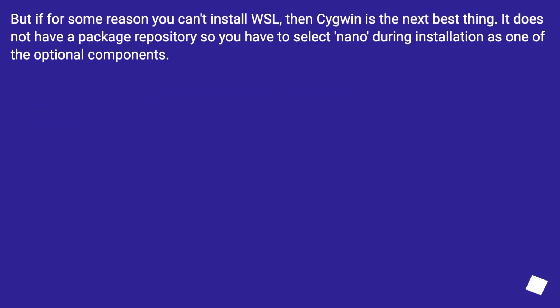But if for some reason you can't install WSL, then Cygwin is the next best thing. It does not have a package repository, so you have to select Nano during installation as one of the optional components.